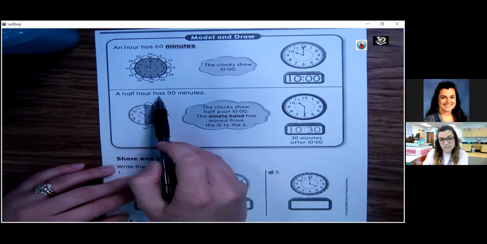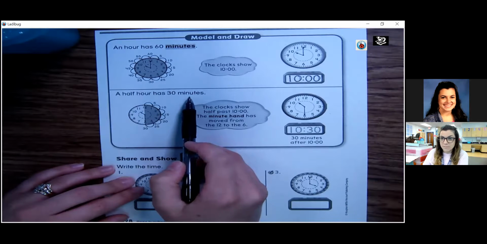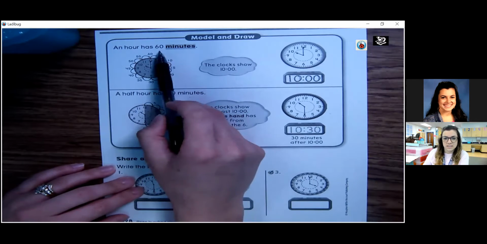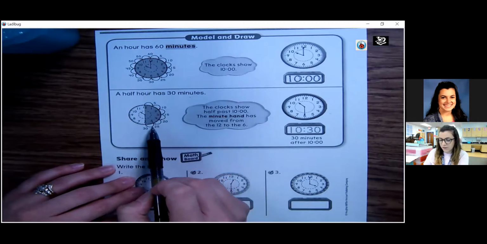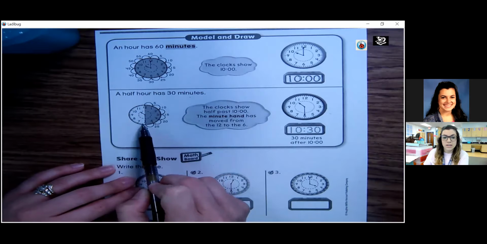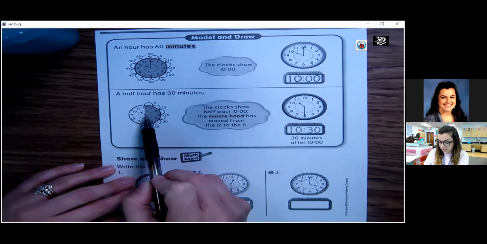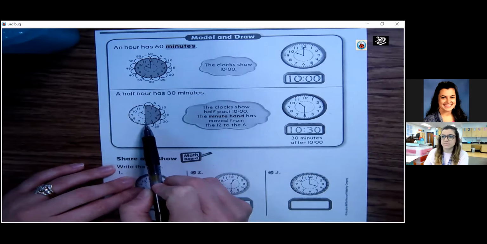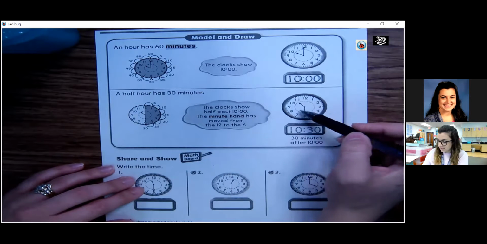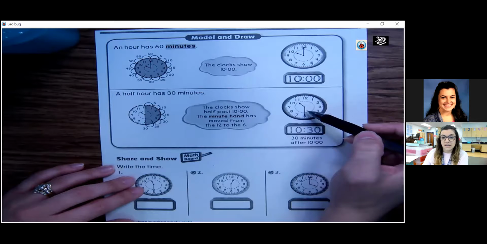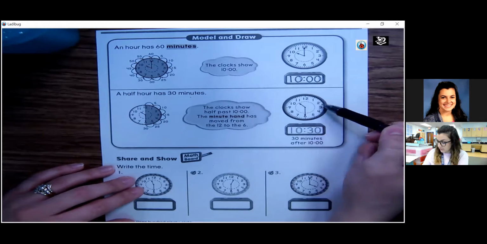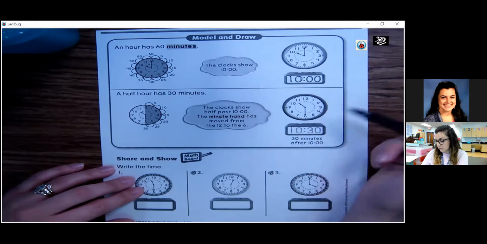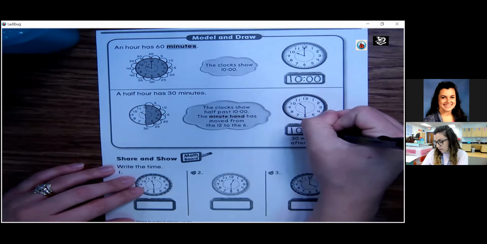A half hour has 30 minutes. 30 minutes is half of 60. So we could count and say 5, 10, 15, 20, 25, 30. And that's why when it's 1/2 an hour, our minute hand is always going to be pointing at the 6. So the clock shows 10:30. That means it is 10:30. The minute hand has moved from the 12 to the 6 because it's 30 minutes after 10 or 10:30 o'clock.